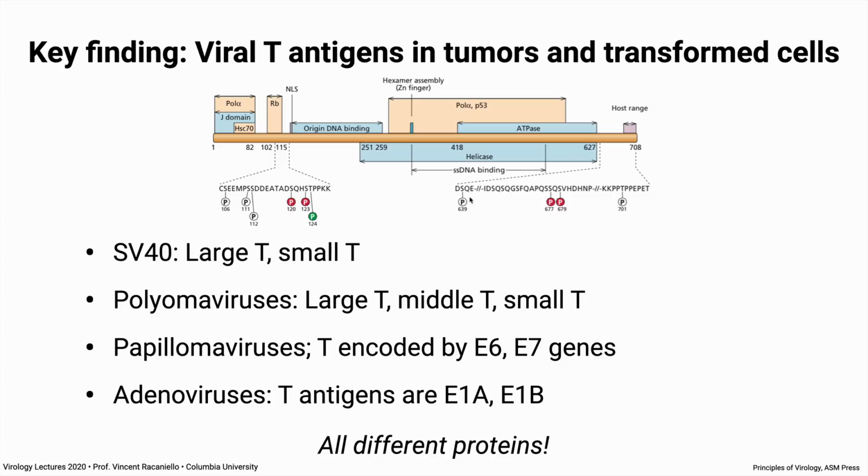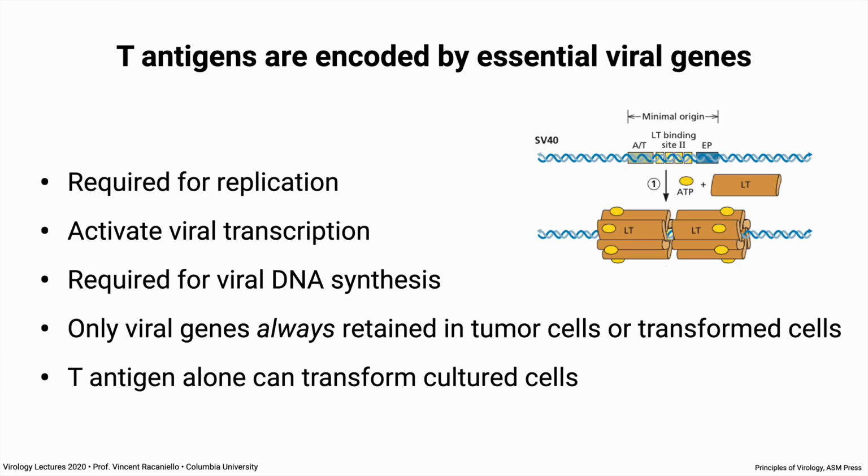Now here's a map of the SV40 large T, and so SV40 actually has 2 that are both present in tumors. Polyomas have a large, middle, and small T. Papillomas have a T encoded by the E6 and E7 genes of the virus, and adenoviruses, the T antigens are the E1A and E1B proteins. So what you need to know right now is that all these proteins are found in tumors and transformed cells, and for each virus, the protein is a different protein. You'll see how they do this in a moment.